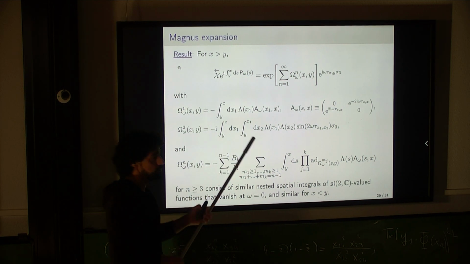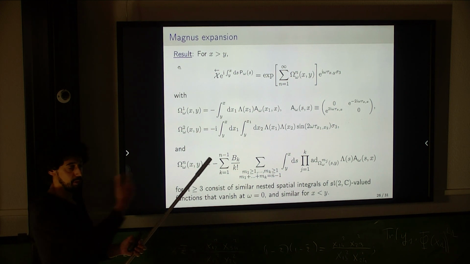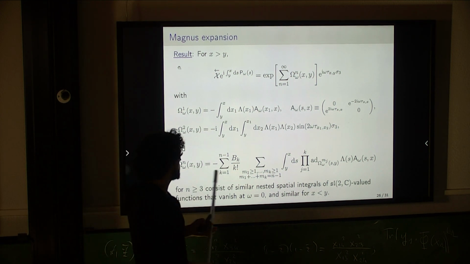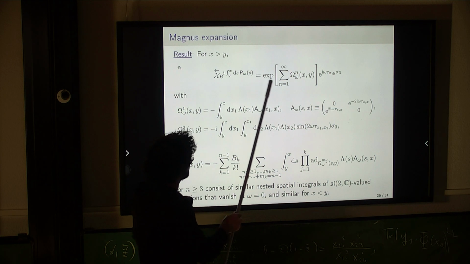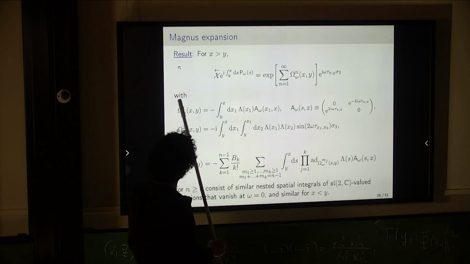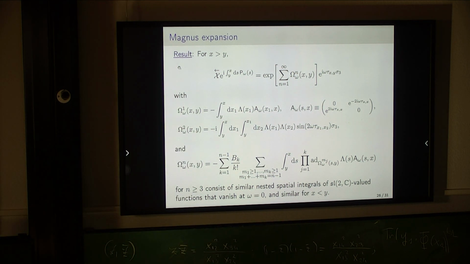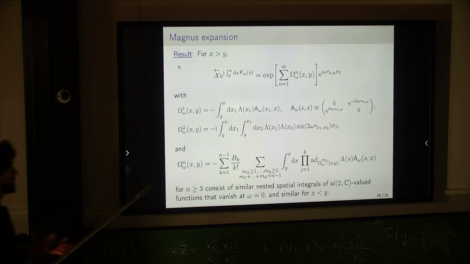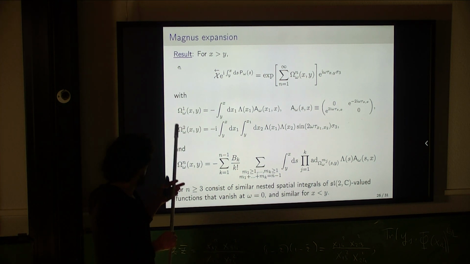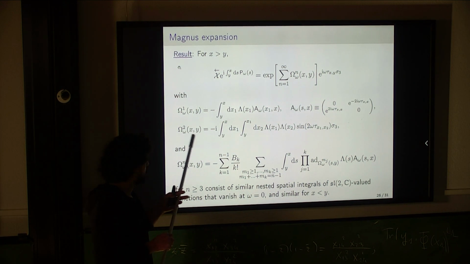And then you have a second order term, so a Baker-Campbell-Hausdorff expansion basically, but in a continuous setting. So you will have many, many terms, an expansion in some parameter, then an infinite series where you can obtain each term in the series. But they have some interesting properties, and that is, for instance, all of the higher order terms go to zero when omega goes to zero.